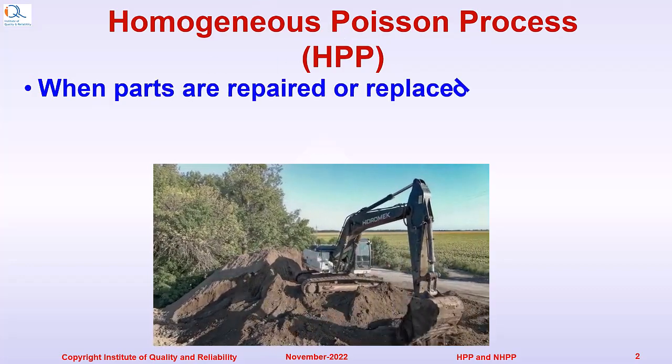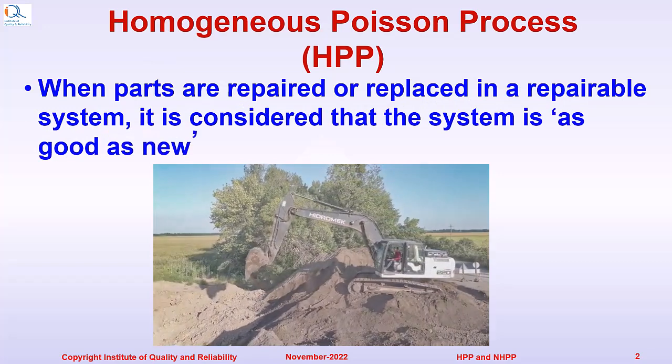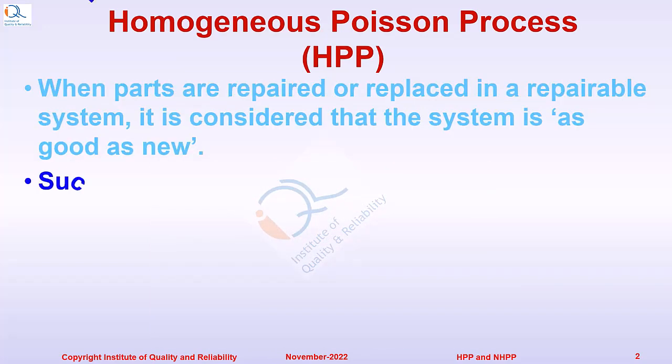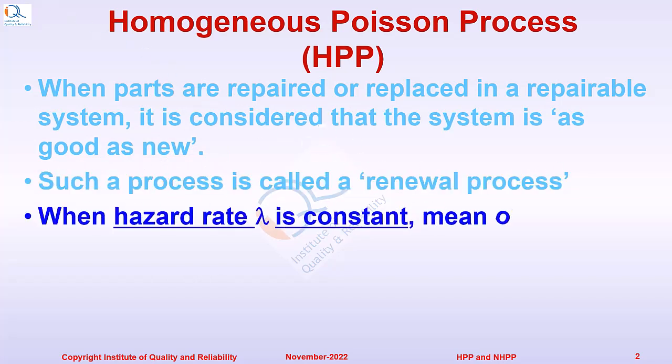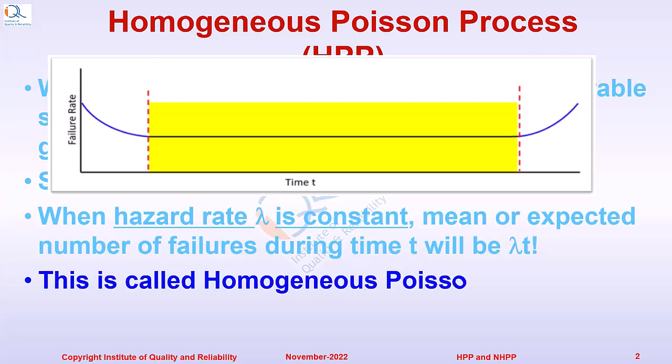When parts are repaired or replaced in a repairable system, it is considered that the system is as good as new. Such a process is called renewal process. When hazard rate lambda is constant, mean or expected number of failures during time t will be lambda t. This is called homogeneous Poisson process, HPP.